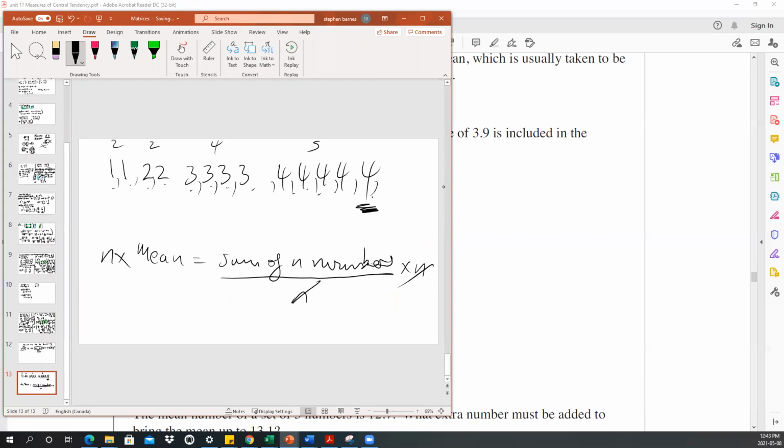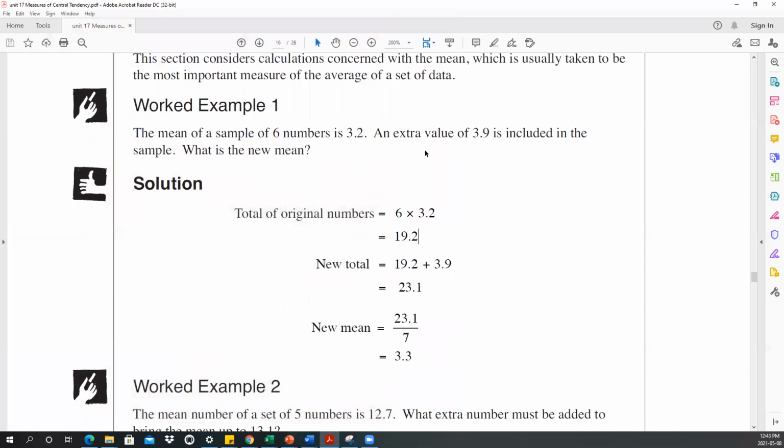That's all they do. By doing that, you get n times the mean, which is equal to the sum of n numbers. You watch the handwriting. So that's all they do. In this case, you have n numbers, which is 6, and the mean is 3.2. Multiply the two of them and get the sum of n numbers. They call it total of original numbers. No problem. So this is 19.2.